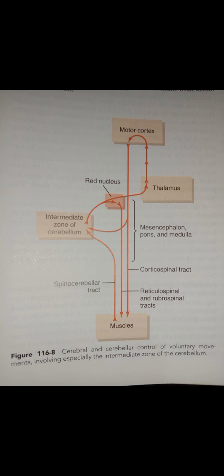After the intermediate zone of the cerebellum has compared the intended movements with the actual movement, the deep nuclear cells of the interposed nucleus send corrective output signals back to the cerebral motor cortex through relay nuclei in the thalamus, and to the magnocellular portion, the lower portion of the red nucleus that gives rise to the rubrospinal tract.